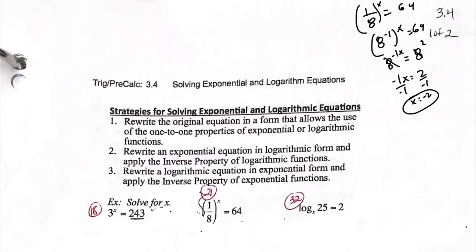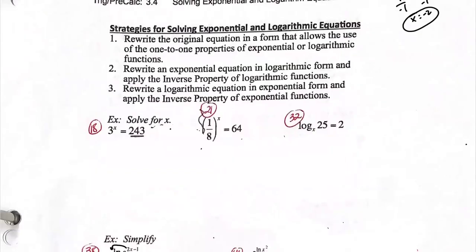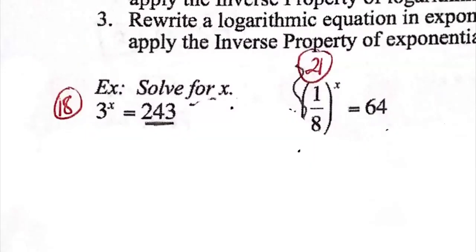So to solve these equations, there are a couple of strategies for solving exponential and logarithm equations. The first is to rewrite the original equation in a form that allows the use of the one-to-one properties of exponential and logarithmic functions. Second, rewrite exponential equations in logarithm form and apply the inverse property of logarithmic functions. Third, rewrite a logarithmic equation in exponential form and apply the inverse property of exponential functions. So pretty much the same as what you learned in Math 3.